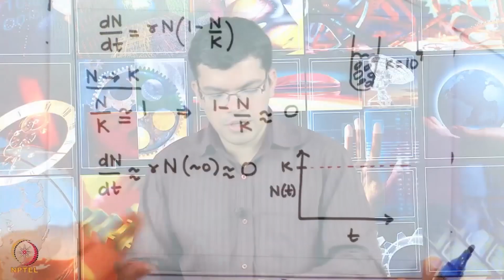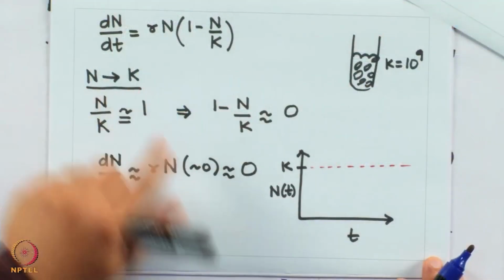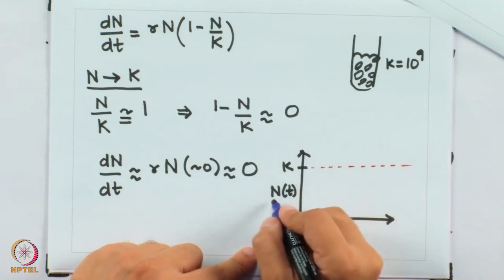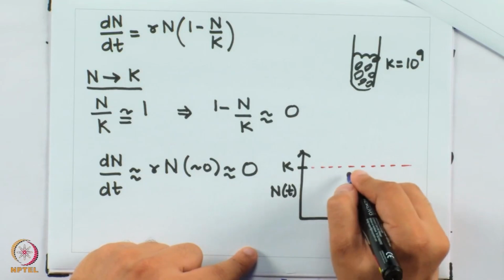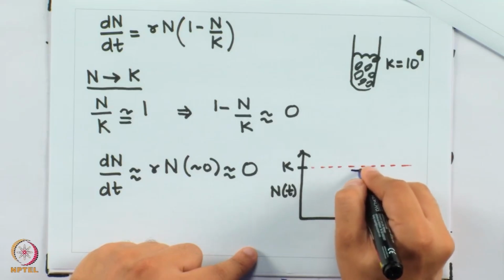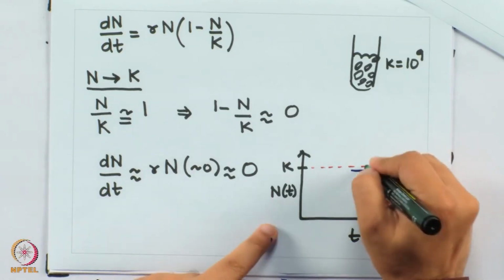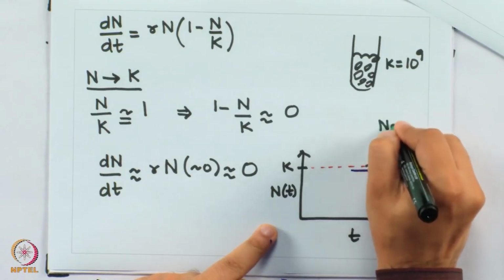If we say dN by dt is equal to 0, that means the rate of change of the number of bacteria is 0 with time. That means the number of bacteria are constant, they are not changing with time. And that solution is approached when N approaches K. That means when N is approaching K, dN by dt is 0, which means N is not changing with time, and hence the profile looks something like this. So, this is my profile for the case when N approaches K.